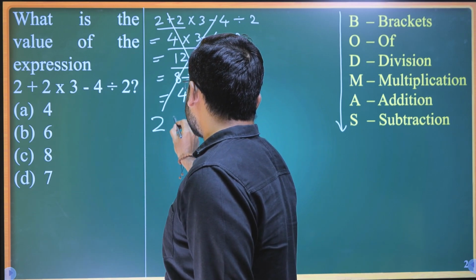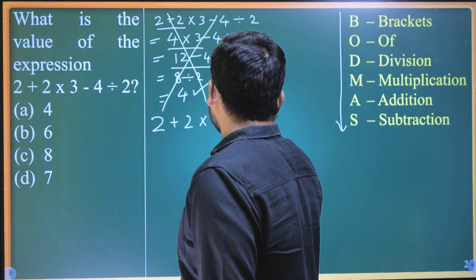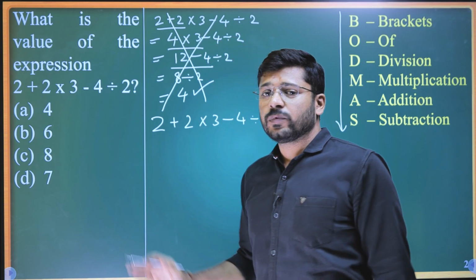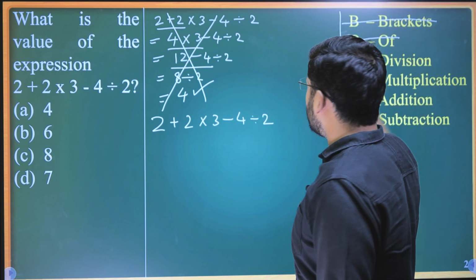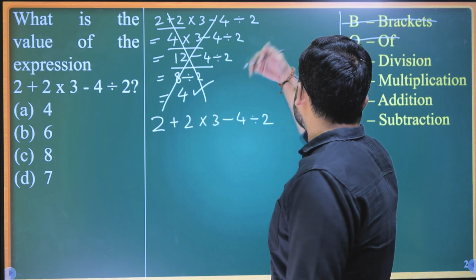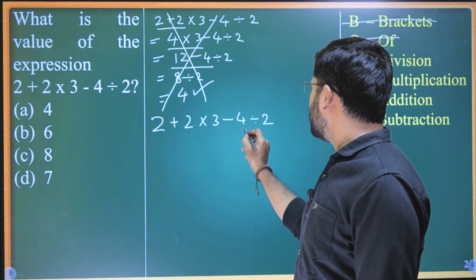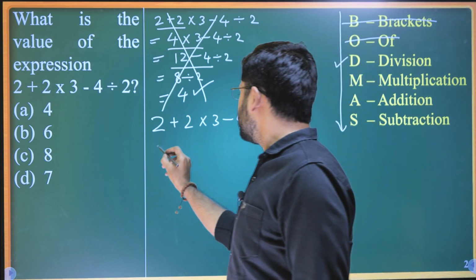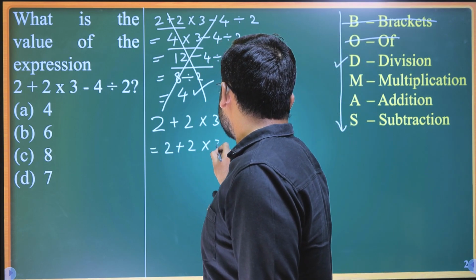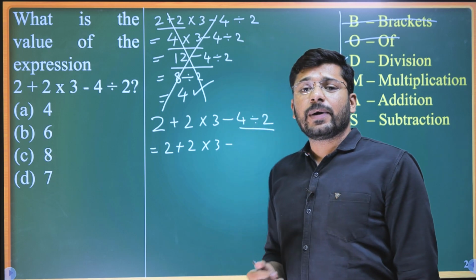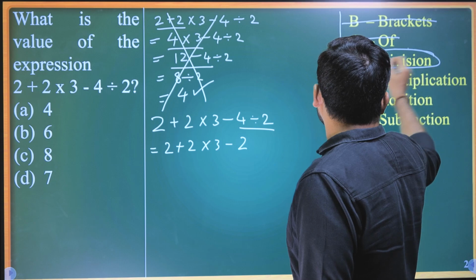We will write the expression once again. 2 plus 2 into 3 minus 4 divided by 2. Here we do not have any brackets or 'of'. So the next operation that we should solve is D, division. Do we have a division? Yes, we will solve that one first. So what do we get? 2 plus 2 into 3 minus, 4 divided by 2, that would be 2. So we are done with division.